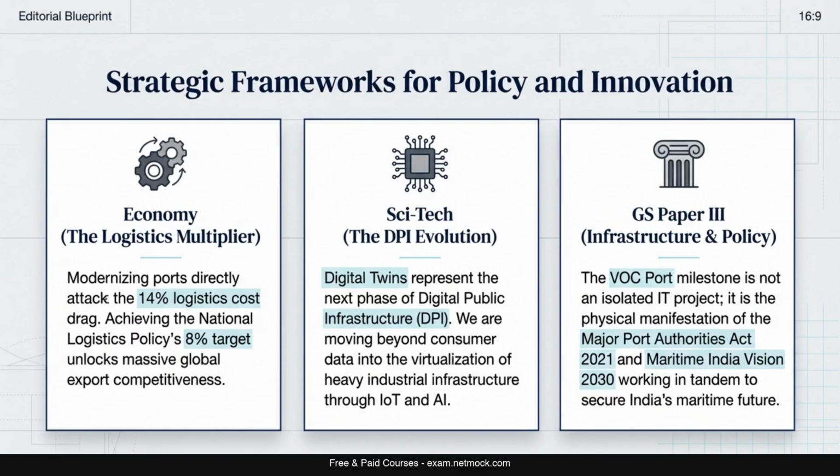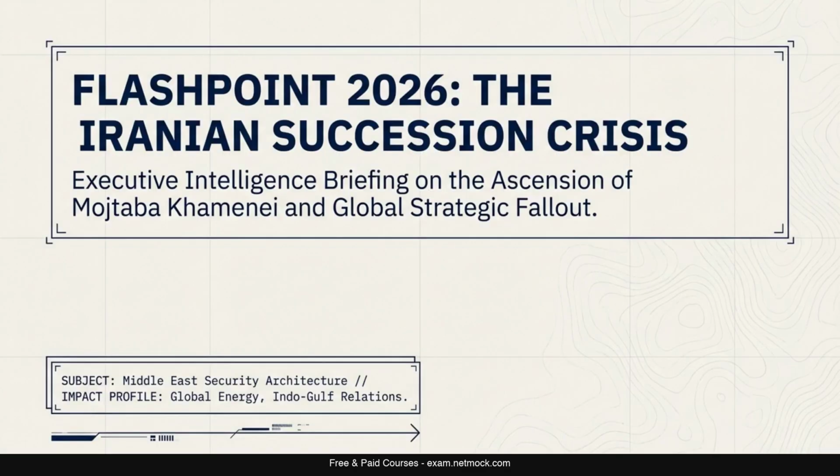For UPSC, this maps to 3 frameworks. Economy, attacking the 14% logistics drag to achieve the 8% target. Science and technology, digital twins as the next phase of DPI, virtualizing industrial infrastructure. GS Paper 3, the VOC port milestone as the manifestation of the Major Port Authorities Act 2021 and Maritime India Vision 2030 working together.